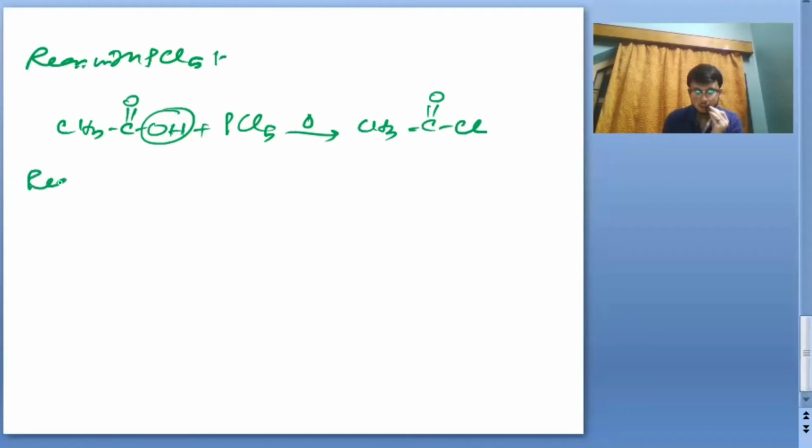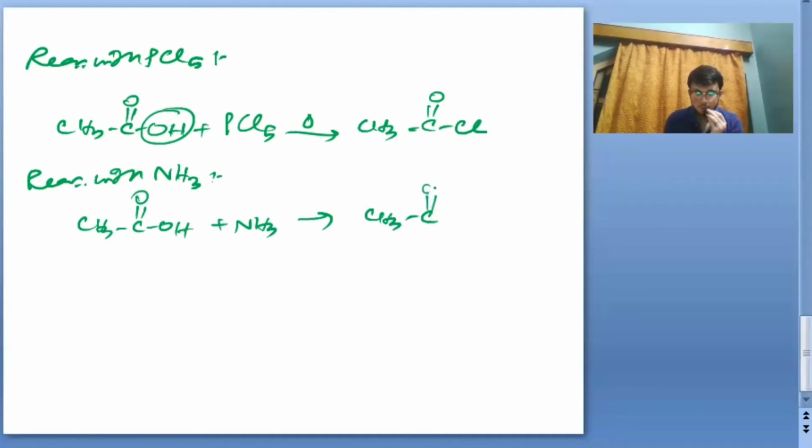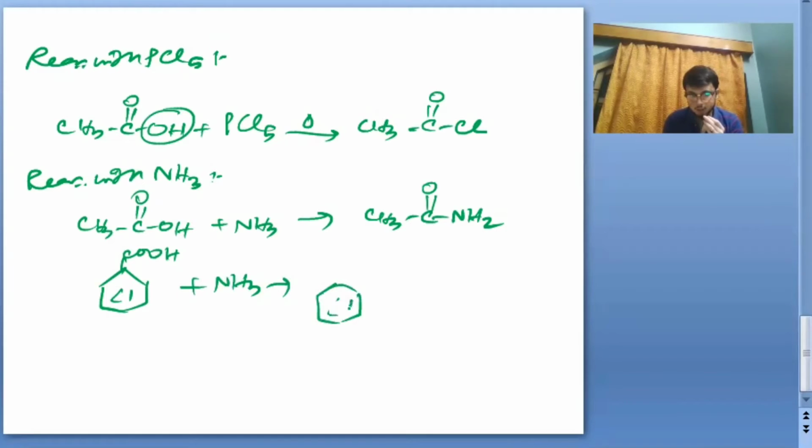So next, let's see reaction with NH3. That is C double bond OH plus NH3 is given. It will form a compound like this. That is an acid amide, right? And here also, if we take this, it will give us this, right? So it is the reaction with ammonia.